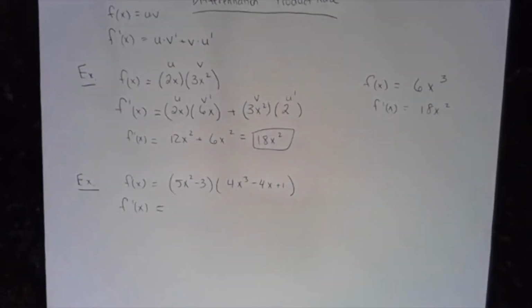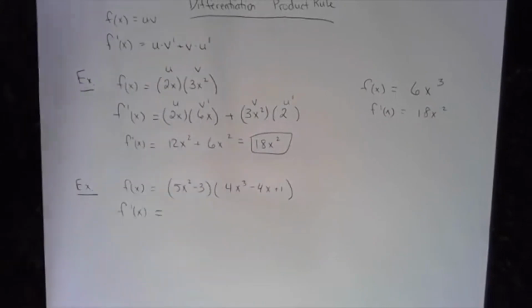Later on, when you guys know all your rules and you practice all your rules and you have to basically look at a function and identify which rule would be the quickest way to find the first derivative, then you just use whatever's the quickest method. But we're practicing the product rule now, so we're using it on purpose.